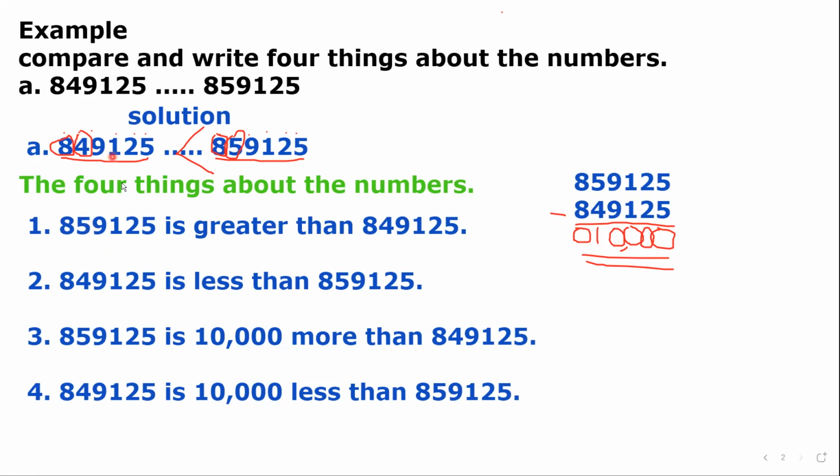So in all, you can get the first two from the comparison symbol or the comparison procedure. And then the second two, you find the difference between the two numbers that you are comparing, and then use it to write your statement.